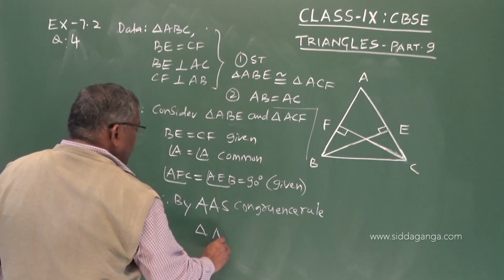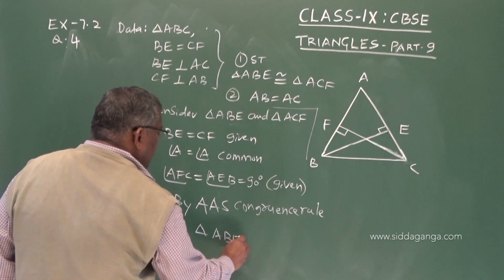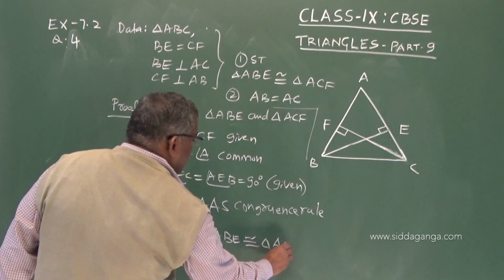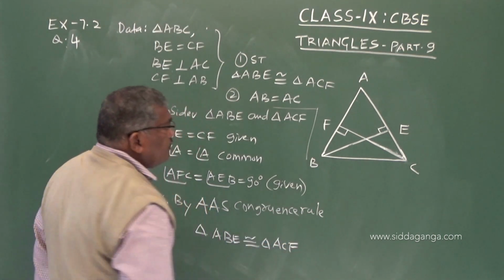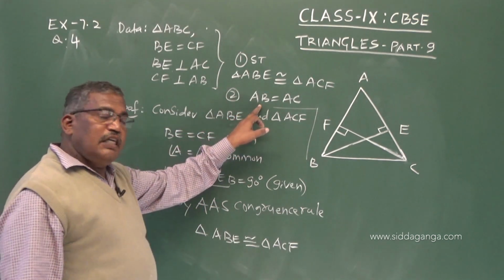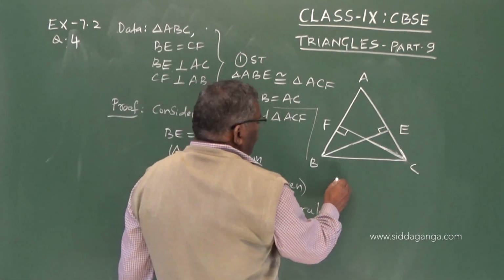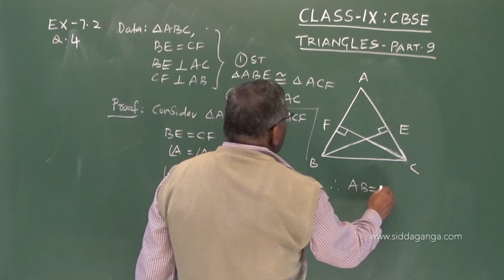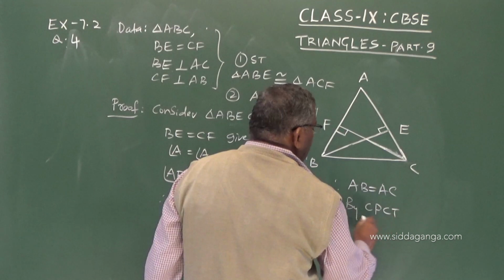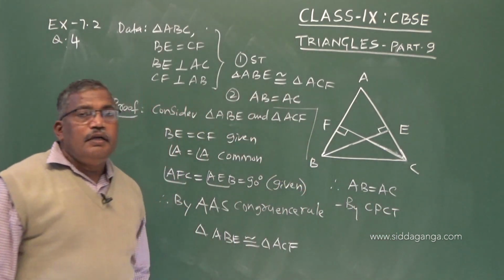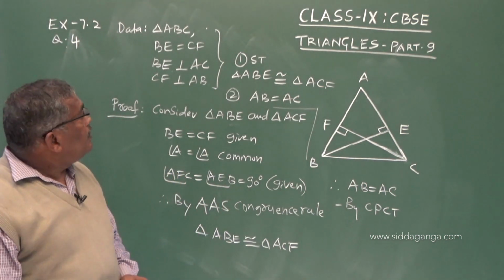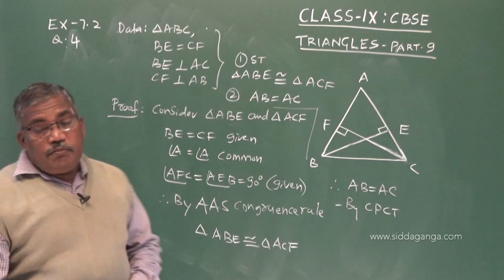Triangle ABE is congruent to triangle ACF. So when they are congruent, the corresponding parts must be equal. Therefore we can say the second one straight away, AB must be equal to AC by CPCT. So this conclusion we will give by CPCT. So this completes question number 4.